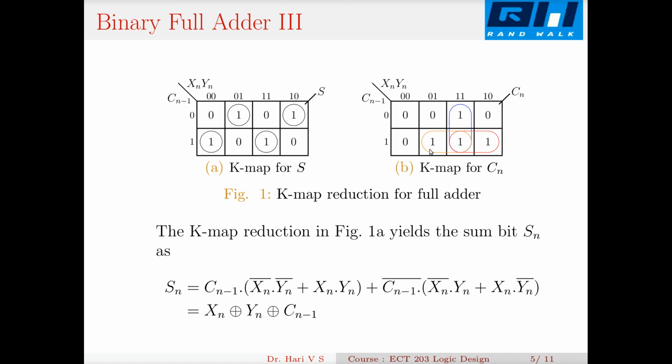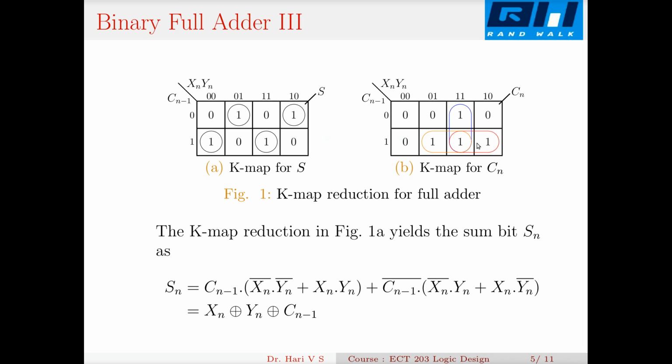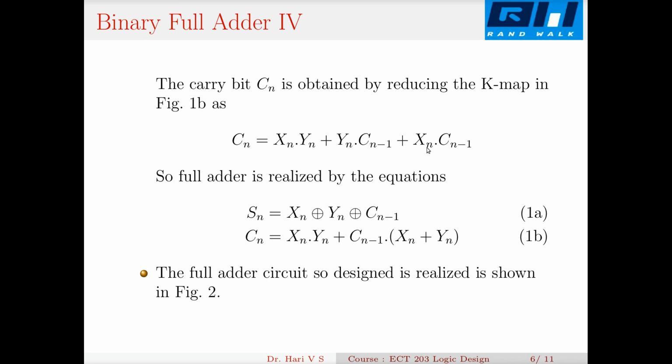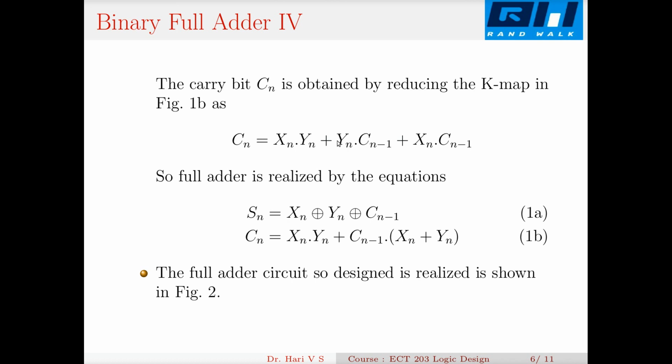Okay, now you can see that there are 3 pairs, one in blue, one in orange, and the third one in red. If I look at these terms, corresponding to the blue it is xn yn. Corresponding to the red, there is Cn minus 1 xn, and corresponding to the orange one, it is Cn minus 1 yn.